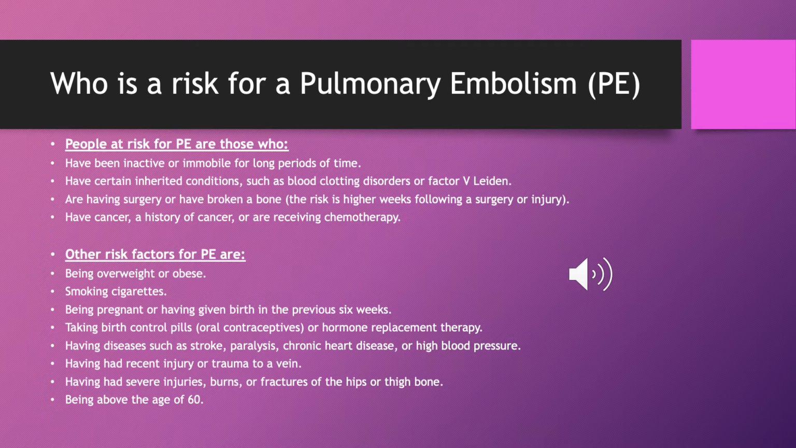Other risk factors can be being overweight or obese, smoking cigarettes, being pregnant or giving birth within the last 6 weeks, taking birth control pills or contraceptives, which are definitely one of the risk factors for PE, hormone replacement therapy, diseases such as stroke, paralysis, chronic heart disease, high blood pressure, serious or recent injury or trauma to a vein, severe injuries, burns, fractures to hips or other thigh bones, and being over 60 are other risk factors for developing a PE.